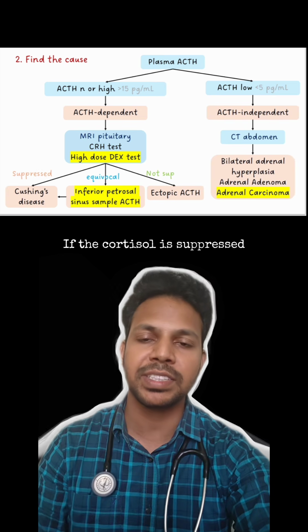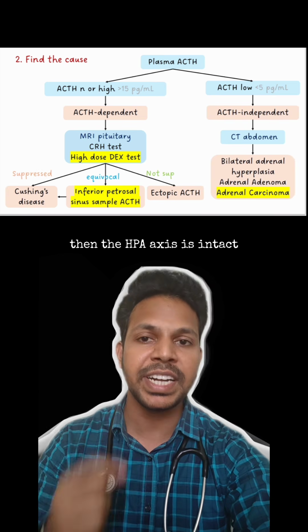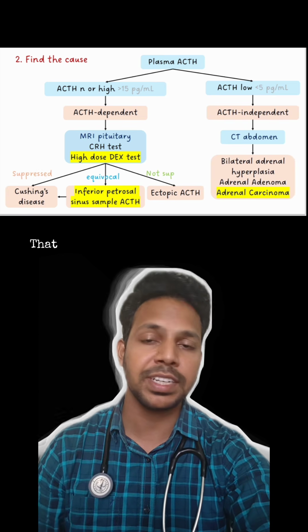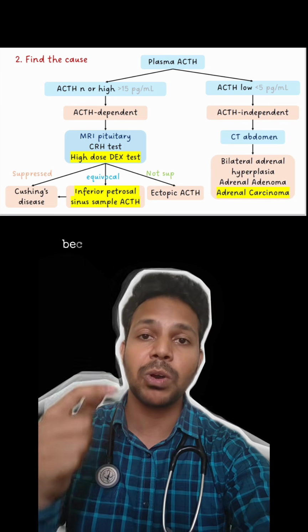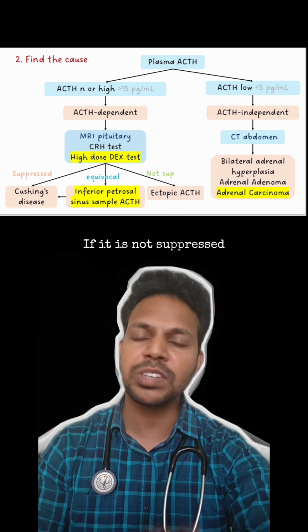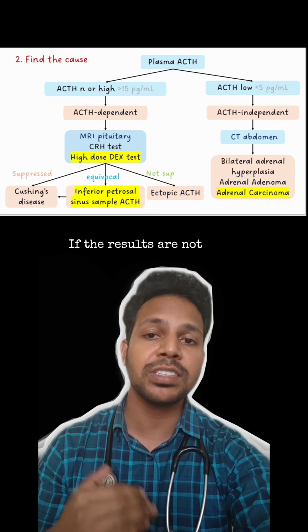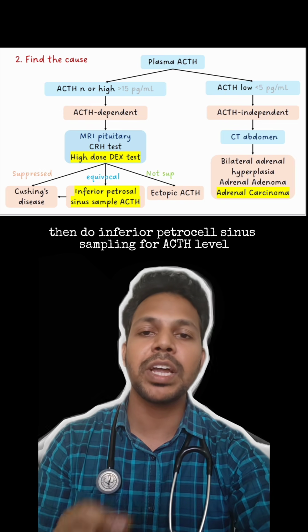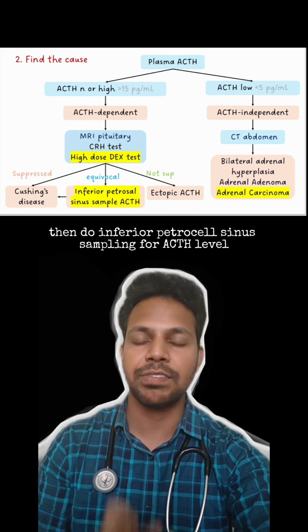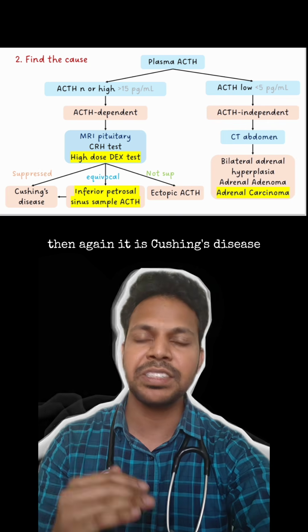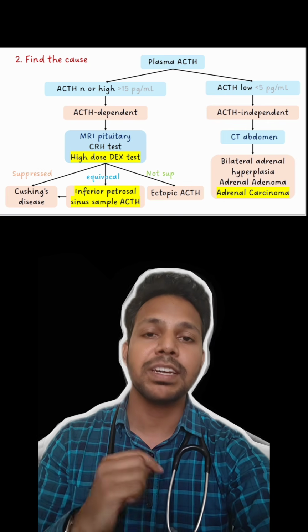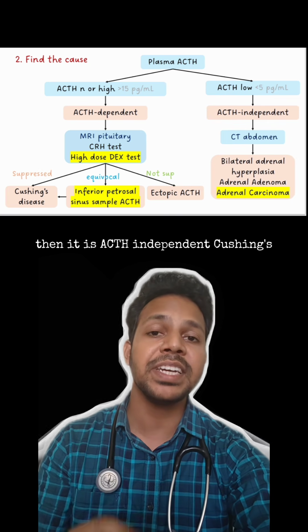If the cortisol is suppressed, then the HPA axis is intact, then it is Cushing's disease. That is Cushing syndrome originating because of pituitary adenoma. If it is not suppressed, then the ACTH is produced from somewhere. It is ectopic ACTH. If the results are not clear, then do inferior petrosal sinus sampling for ACTH level. If the ACTH is increased, then again it is Cushing's disease. On the other hand, if the ACTH is low, then it is ACTH independent Cushing's.